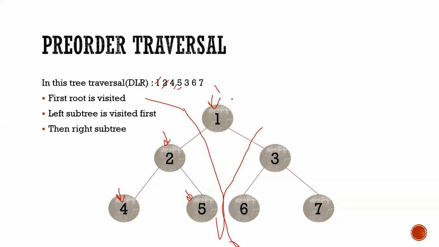Similarly, this part is completed, and after that will come the 6 3 7 subtree, that is the right subtree of the root node 1. So for the right subtree, the parent node, or the root node, is 3, the left node of 3 is 6 and the right node is 7. So 3, first the data part, then the left one is 6 and the right node is 7.